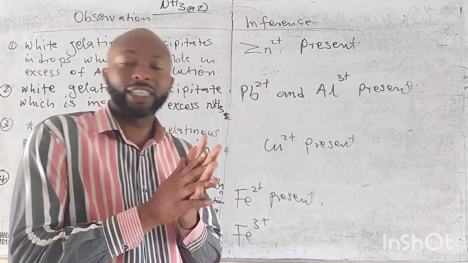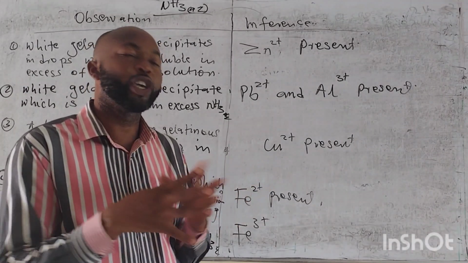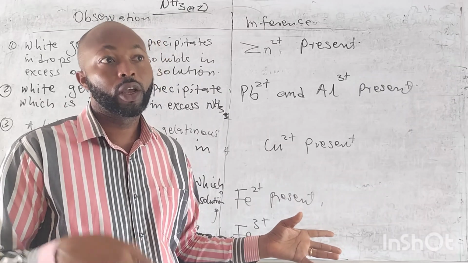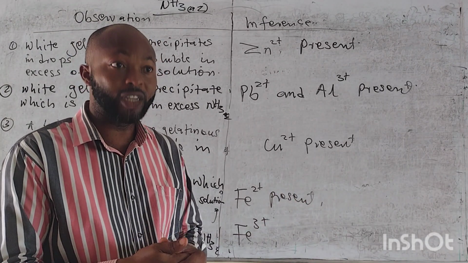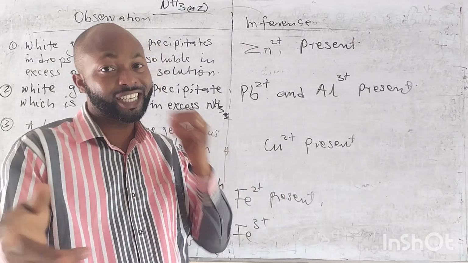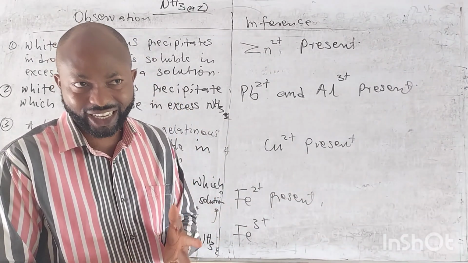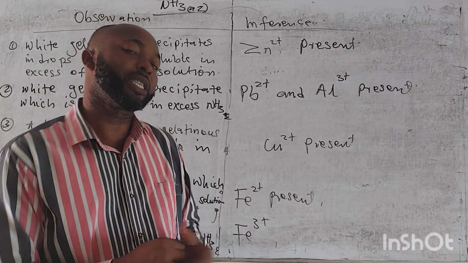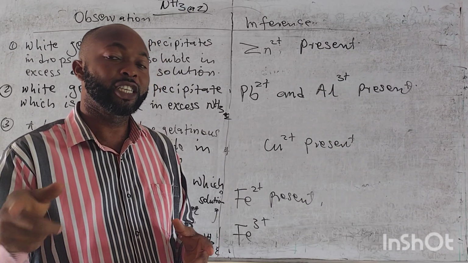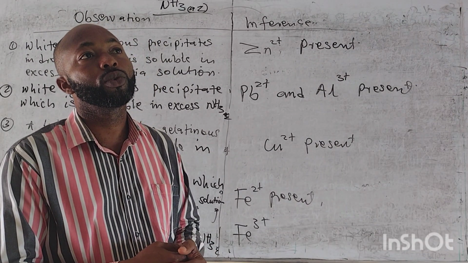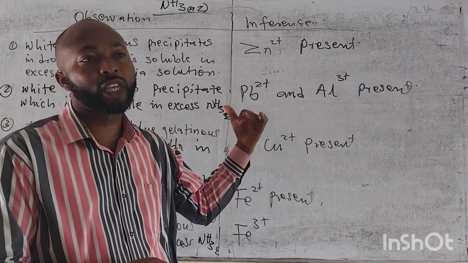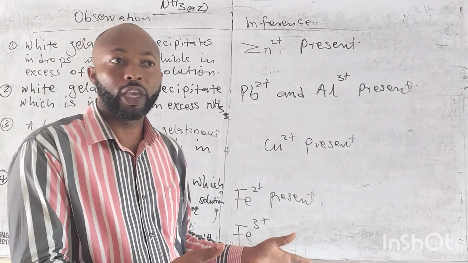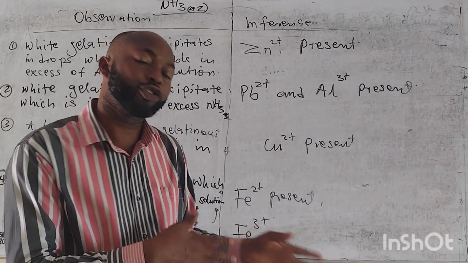With sodium hydroxide as a reagent, when you get a white gelatinous precipitate in drops, which is soluble in excess of sodium hydroxide, we have lead, zinc, or aluminium present. Then in ammonia, we have only zinc present. Only zinc is soluble in excess. Then two, in sodium hydroxide, we have a dirty white precipitate which is insoluble in excess of sodium hydroxide. That is calcium.